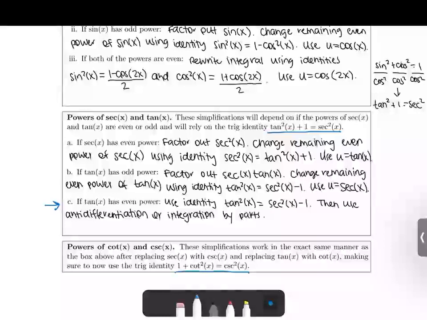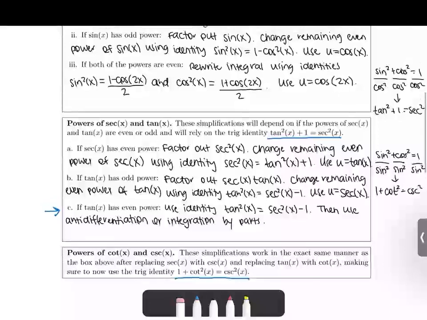So just like before, if we know the identity sine squared plus cosine squared equals 1, we can instead divide that entire equality by sine squared and get 1 plus cotangent squared equals cosecant squared, since cosine over sine is cotangent, and 1 over sine is cosecant. So again, if we remember that first identity, we can get the cotangent cosecant Pythagorean identity just by dividing by sine squared.